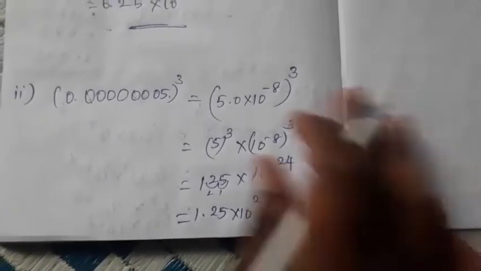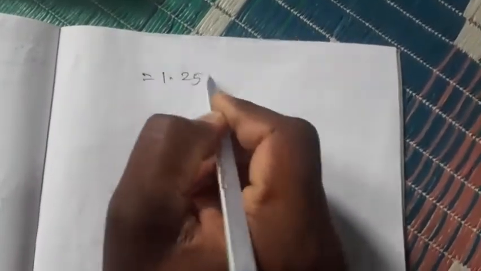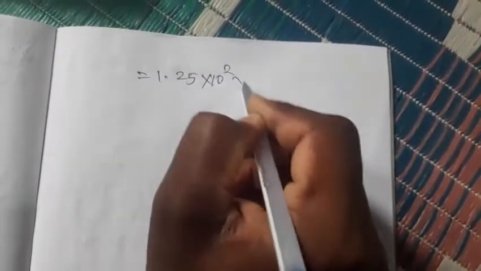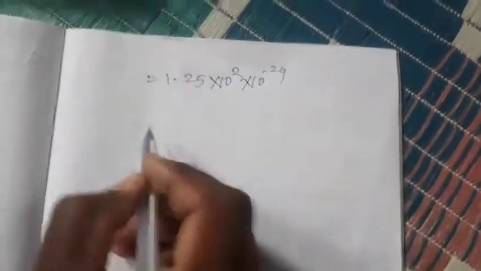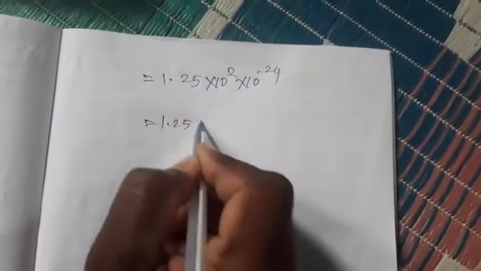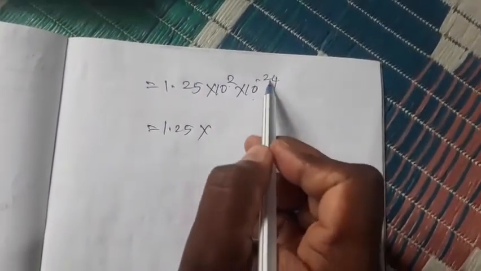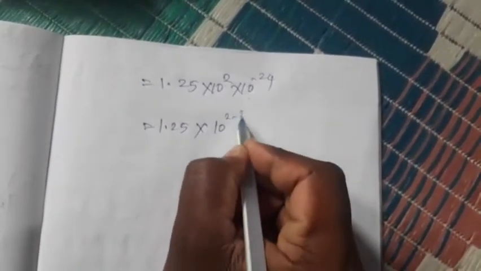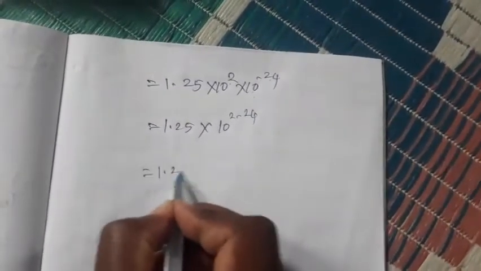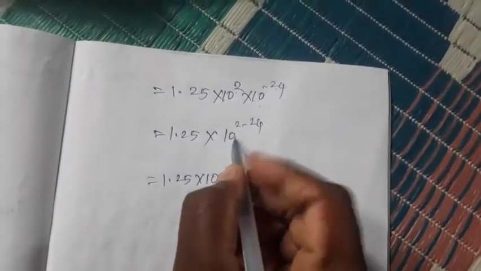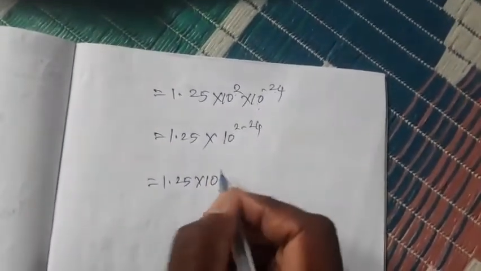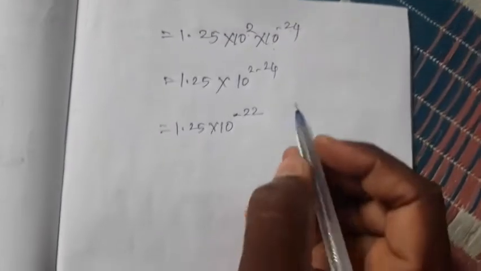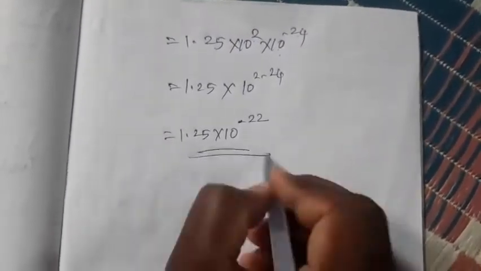So next take simplify. See that 1.25 into 10 to the power 2 into 10 to the power minus 24, of base common power we can add. Therefore 10 to the power 2 minus 24. So 1.25 into 10 to the power 2 minus 24, we get minus 22. So this is the required solution.